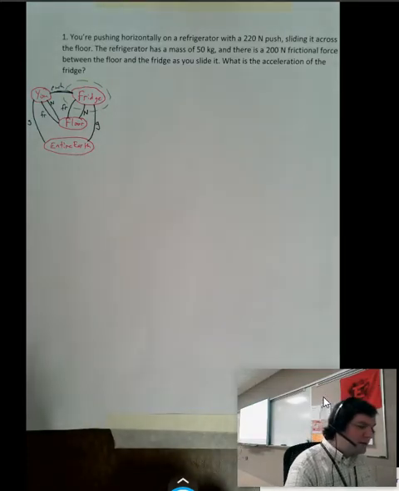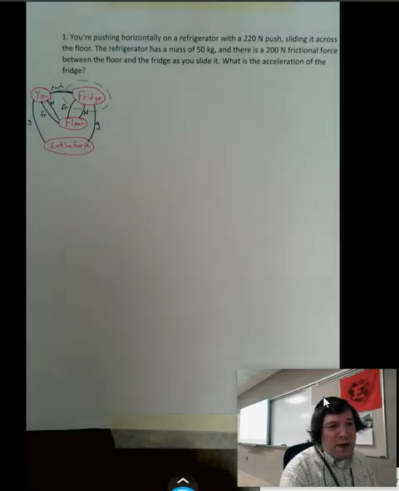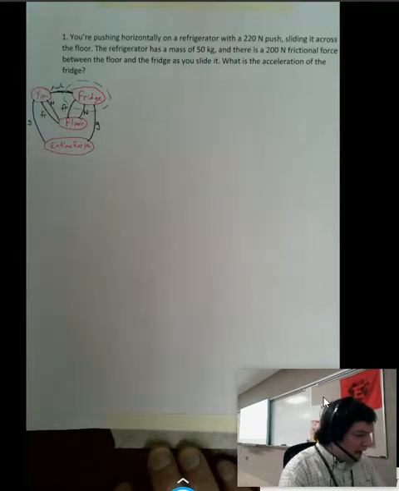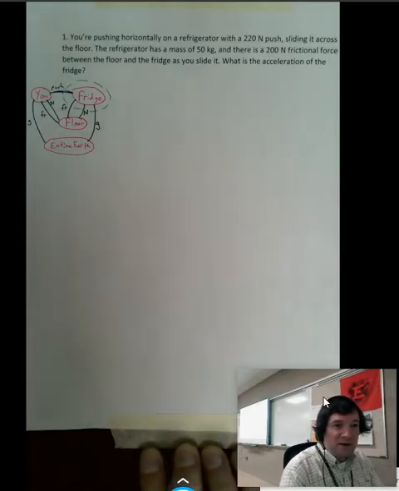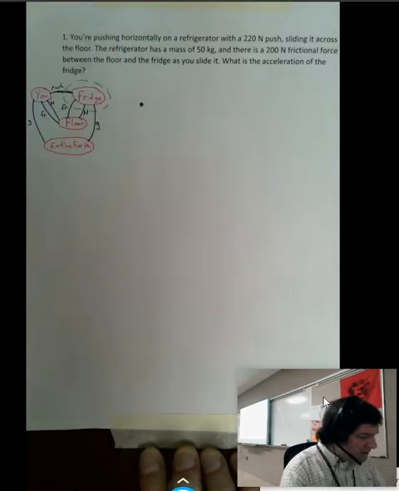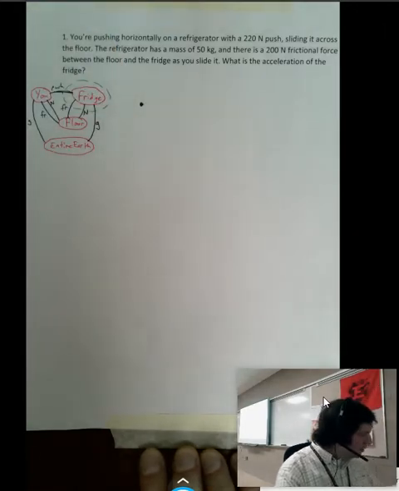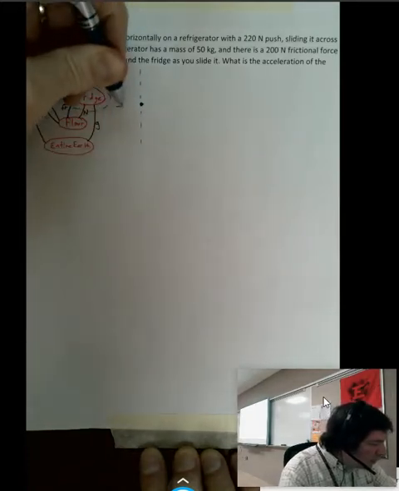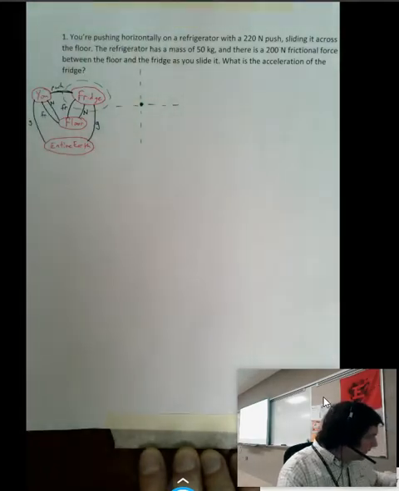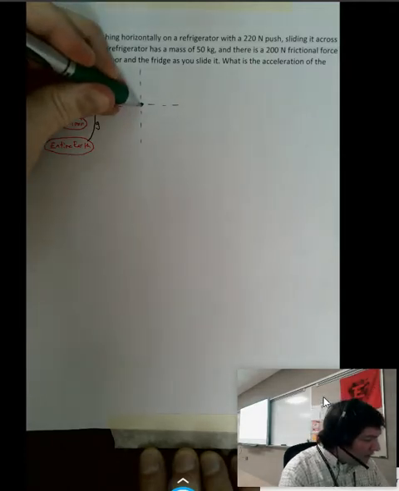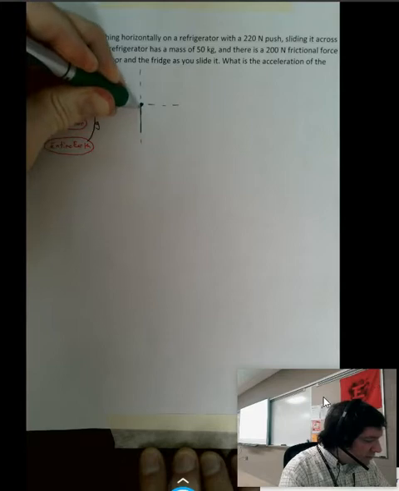So I'm going to make a free body diagram for the refrigerator. I know that there are four forces involved because I can count them here. There's a gravitational force, normal force, frictional force, and a push. Let's assume that the floor is a level, horizontal, flat floor. So if I draw my forces, I'm just going to quickly make some axes here.